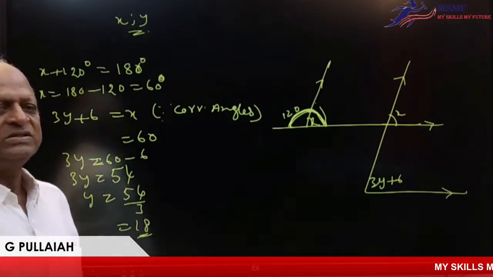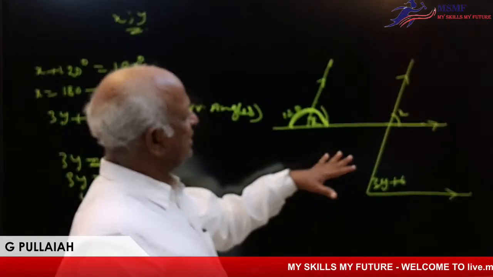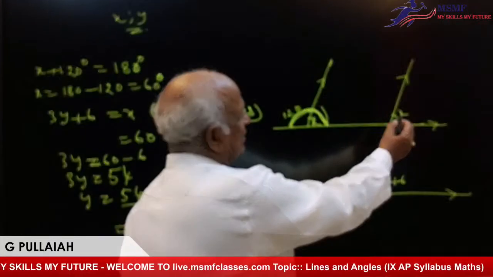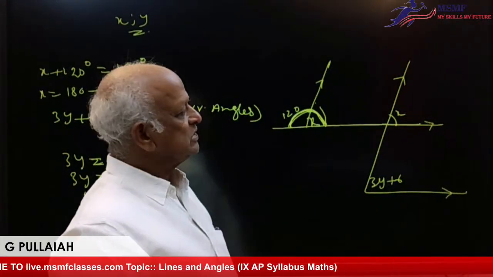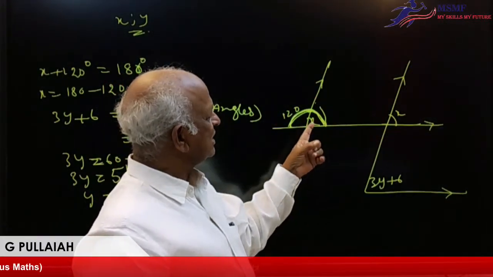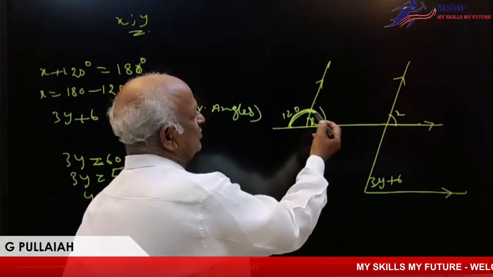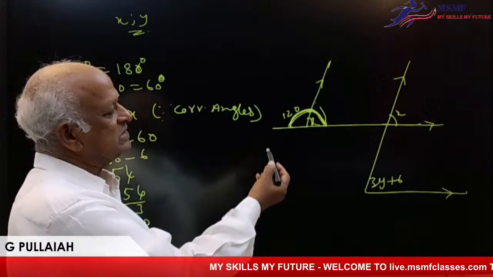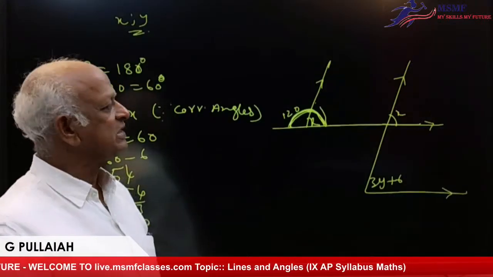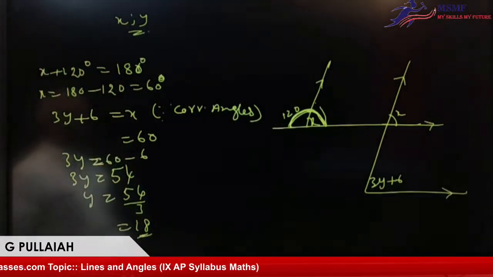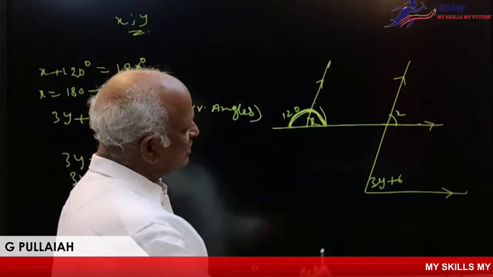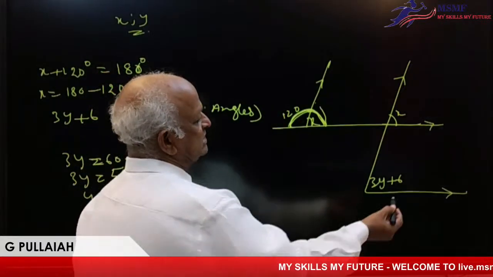So y is 18 degrees. Now let us say we are expected to find the value of x and y. A numerical value is given here. In what way is this related? This x is nothing but the corresponding angle, so we can get x to the side of 120. 120 plus x is a linear pair, and because it is a linear pair, it is 180 degrees. So x plus 120 is equal to 180, and thereby we find the value of x. Now our question is to find the value of y.